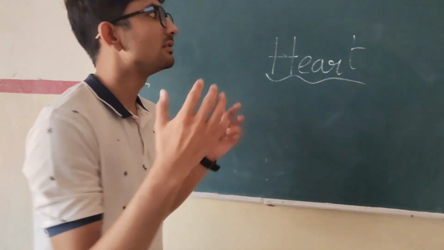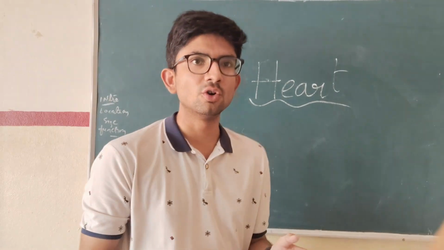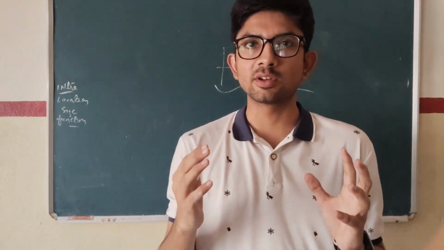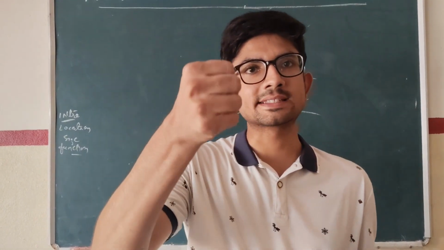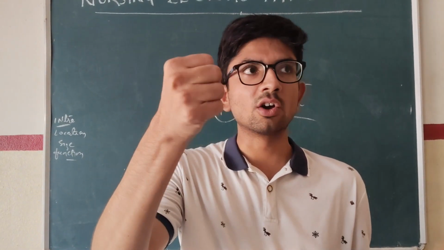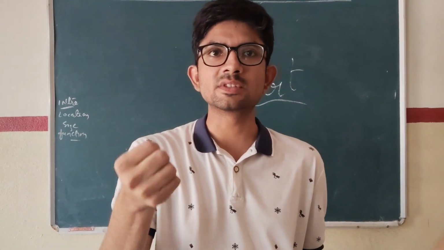So coming to the introduction part of the heart, we know that the heart is the vital organ of the body. It's a conical shaped structure and it is equal to the size of our closed fist. Okay, and it weighs around 250 grams in females and around 350 grams in males.